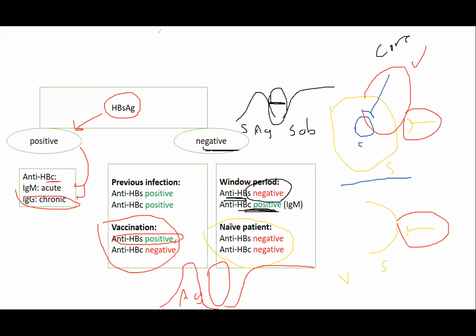Umar Affan is asking why, in the window period, anti-core is positive and anti-surface is negative. I just answered it. Okay. Yeah, next question.